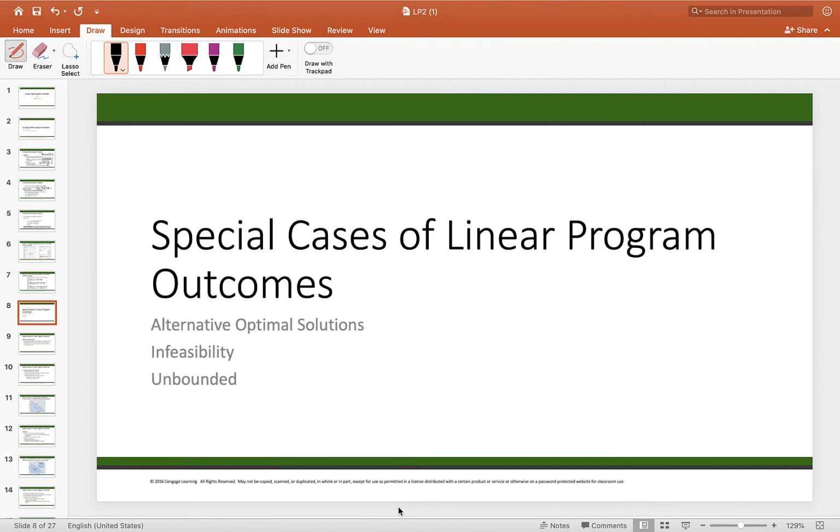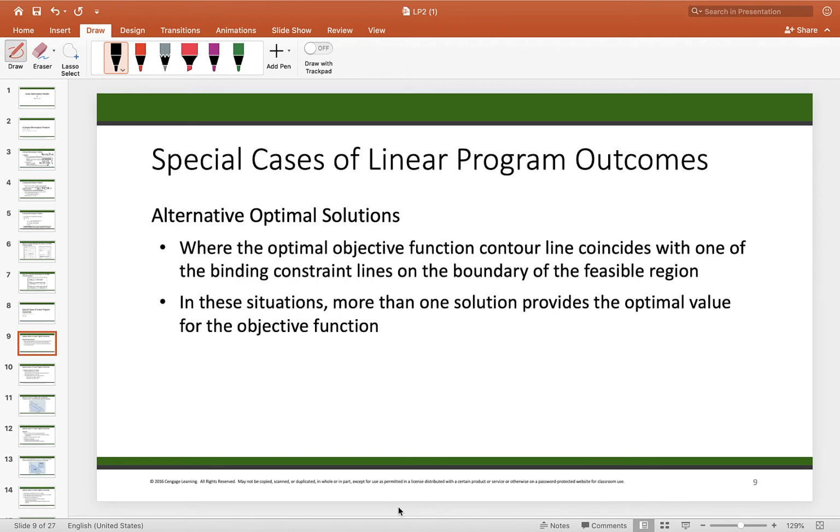Special cases of linear program outcomes. There's three here that we're going to look at. The first of the three is alternative optimal solutions. So sometimes you actually get more than one possible solution to a question.